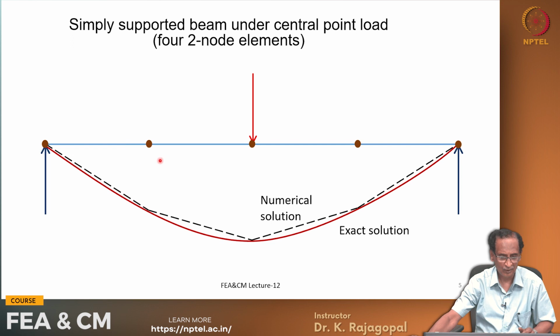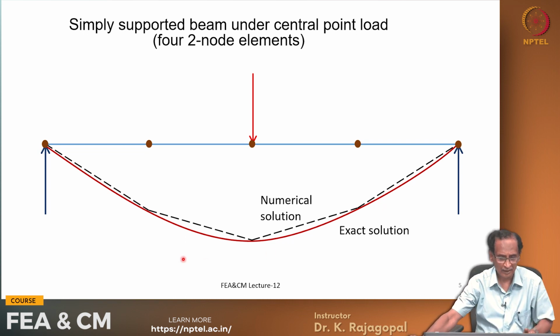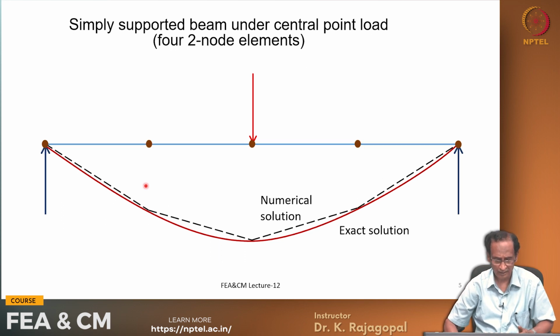In this case we have 4 elements and 5 nodes, and once again let us assume that at all these nodes our solution exactly matches. That is only an assumption that may or may not be true. In between we see that there is still some deviation between the theoretical result and the finite element result, but this difference is smaller compared to what we had before. Here the difference is large, whereas here it is smaller.